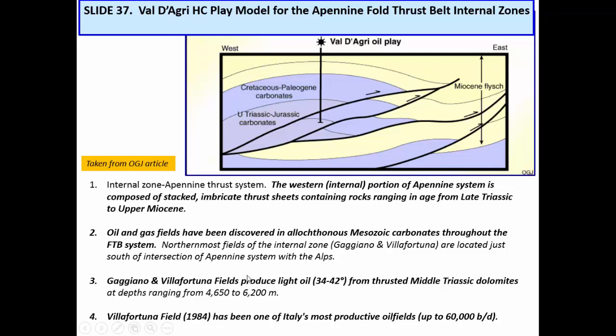These 2 fields, Gagliano and Villafortuna, that's the area, ones up to the northwest, just off the Po Valley, produce light oil 34 to 42 degrees, from some thrusted Middle Triassic dolomites at depths ranging from 4650 to 62, that's almost 20,000 feet, people. But when you think about it, 4 deeps are kind of cold. So you can even get condensate production that deep sometimes. But again, Triassic dolomite, that's why you're getting those deep production out of the Triassic.